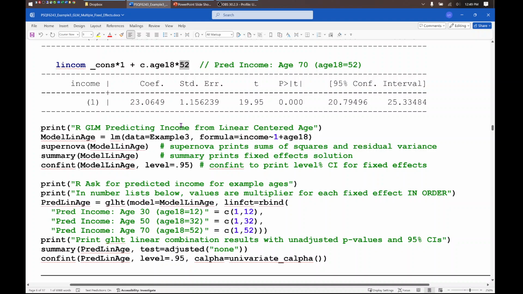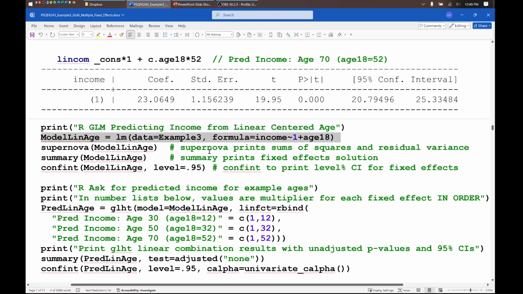In R, I'm going to do the same process. So first up, I'm going to fit my model. I am calling it model lin age, so that is the name of the object in which all these results will be stored. So income is the variable I'm predicting. Squiggle 1 first so that I remind myself that the first thing that is predicting income is always the fixed intercept, plus the centered slope for age referencing 18.